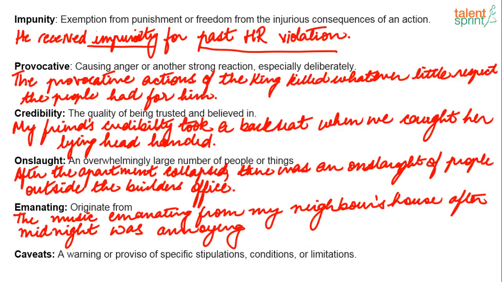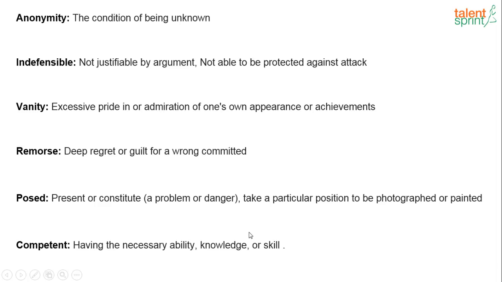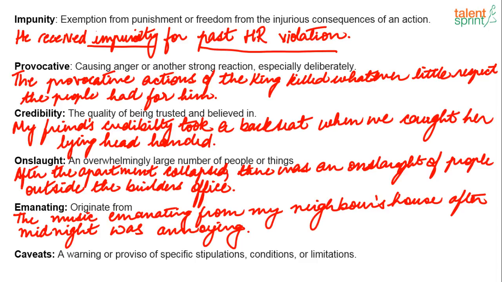Okay, so look at this sentence, guys. The music emanating from my neighbor's house after midnight was annoying. Now the music was coming from my neighbor's house. It was originating from my neighbor's house and it was very annoying. I was getting very angry. So I hope you have understood the meaning of the word emanating here.